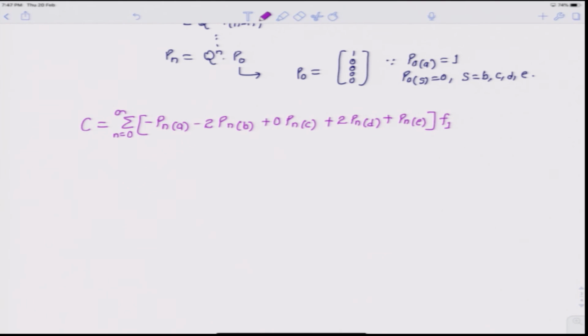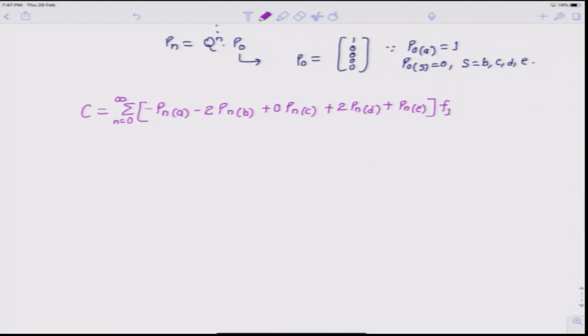So, n equal to 0 to infinity. Again, if we write this in the matrix form, we will get a factor of F1 times the matrix minus 1, minus 2, 0, 2, 1 times the matrix of Pn of A, Pn of B, Pn of C and so on. It is nothing but the matrix Pn. Now, let us denote this as matrix M.